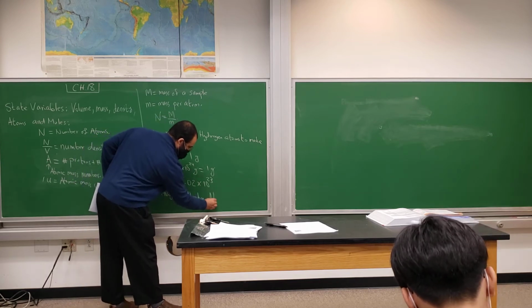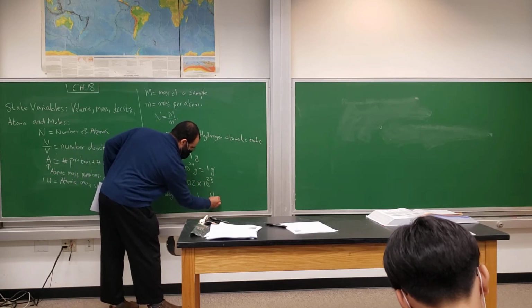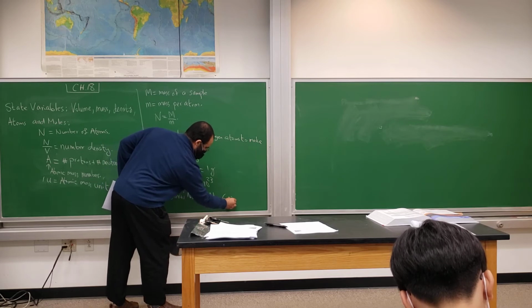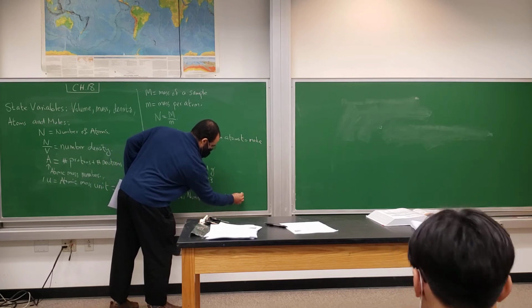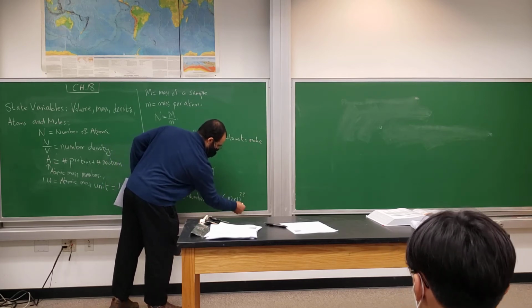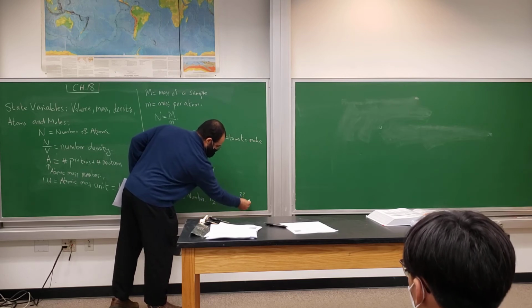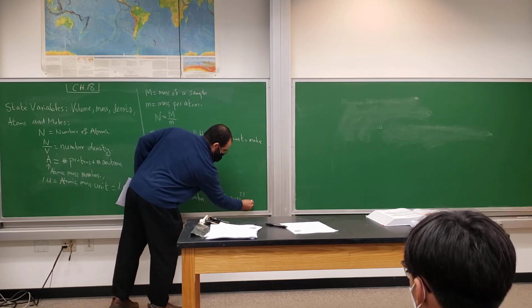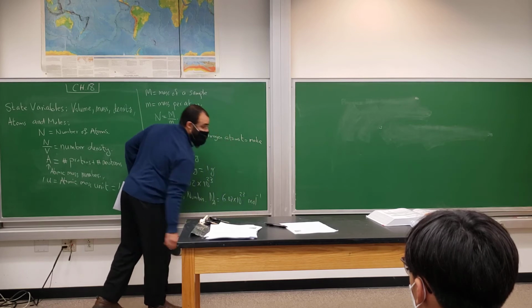And A is 6.02 times 10 to the 23 per mole. 10 to the 23 of that thing for every mole. So mole to the minus 1, per mole.